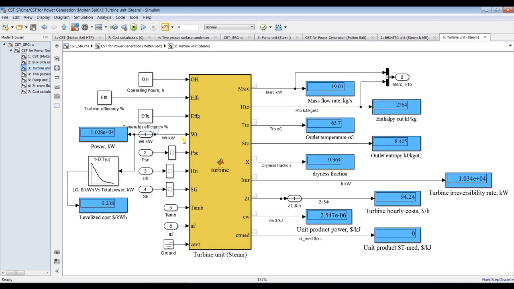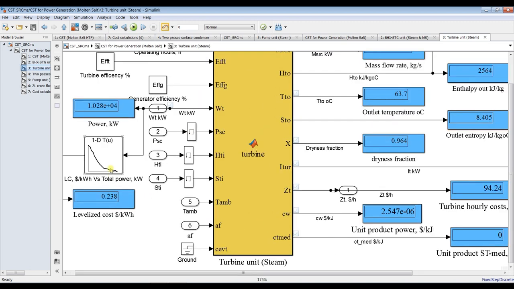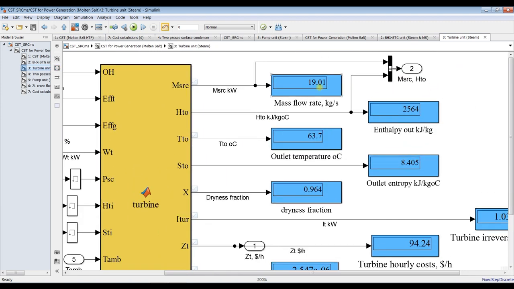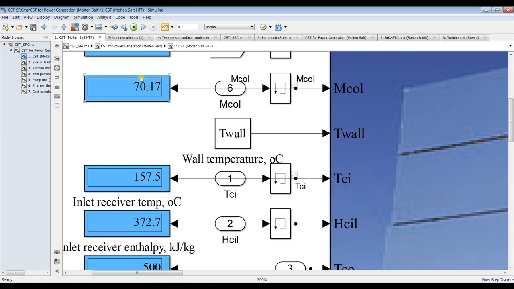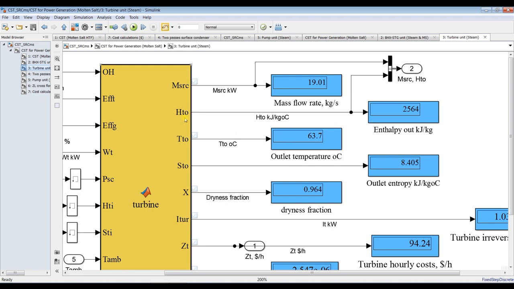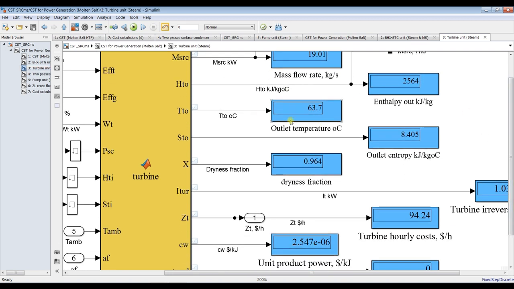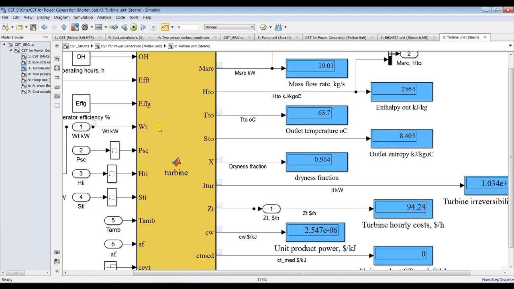Let's go for the turbine unit, and you'll find your results. This is the levelized cost, US dollar per kilowatt hour. For the turbine unit of 10 megawatts plus, you have to use around 19 kilograms per second through the steam Rankine cycle, and for the concentrated solar tower, we are using 70 kilograms per second. And we have enthalpy outlet, temperature outlet, dryness fraction, entropy outlet, hourly cost, irreversibility, and so on.